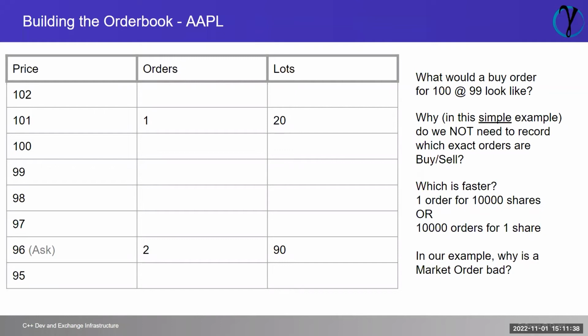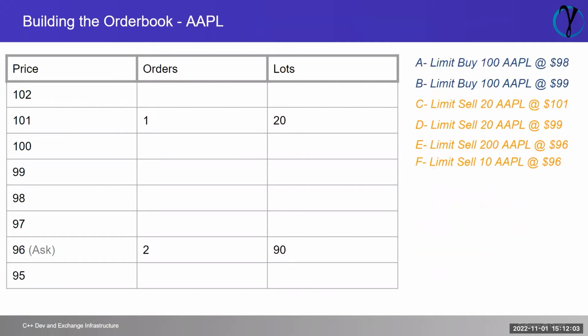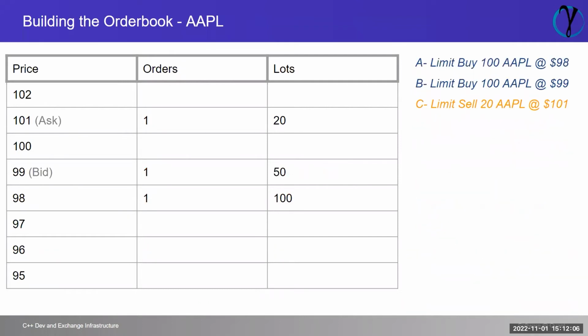And then second question, why in this simple example do we not need to record which exact orders are buy and sell? If you note here, I don't actually show you guys if that one is also an ask, or if these two are both asks, or maybe one is an ask, one is a bid. Why don't we care? Someone give a shot. Take a guess. Maybe there's another example that's better. In this example, why do I only label two of the orders as bid and ask? Why don't I label the 97 one as a bid? What's the thinking behind there? Yeah, go ahead.